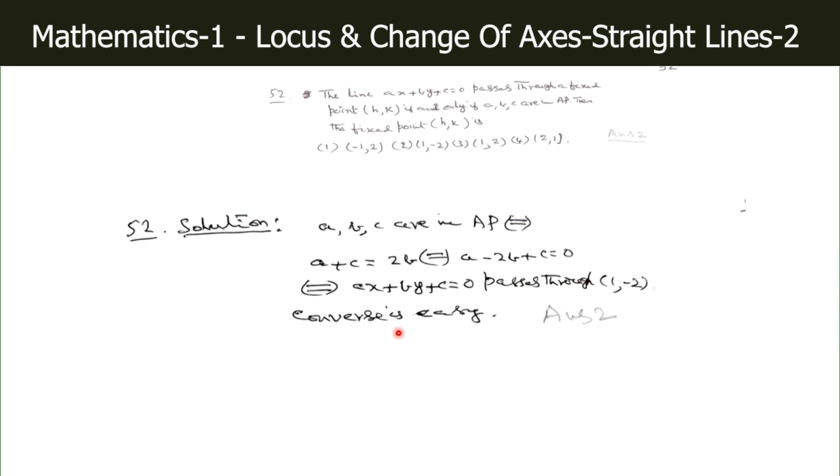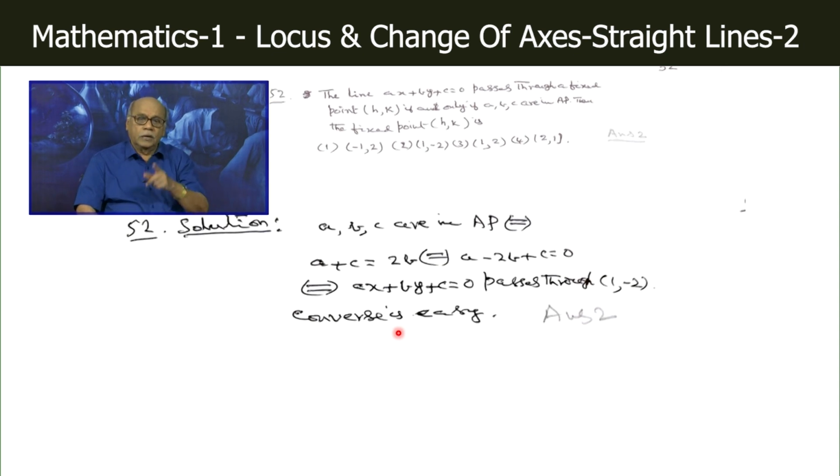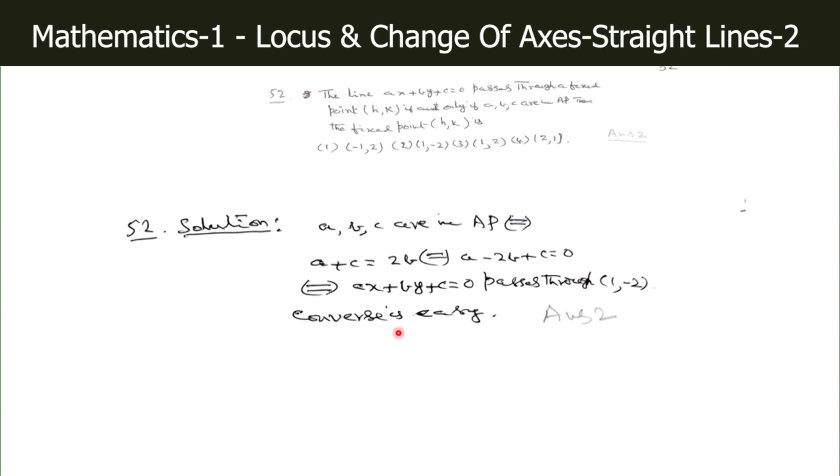Of course, these things are not usually taught in the classroom. That's only you will get in the problems. If A, B, C are in AP, then the line Ax plus By plus C equal to 0 passes through the fixed point (1, minus 2), and all lines passing through (1, minus 2), then A, B, C are in AP. My students, so now these are some of the problems on straight line, and we will continue in the next class.